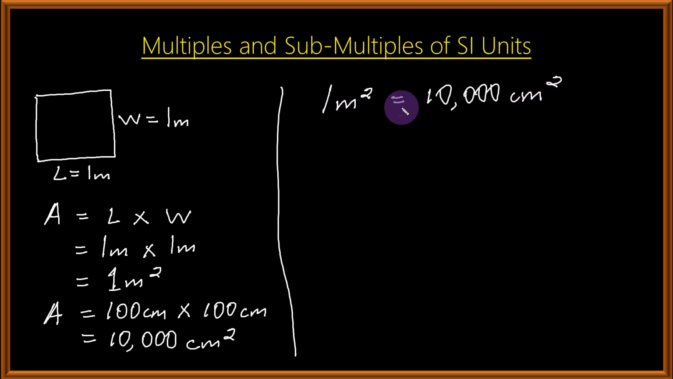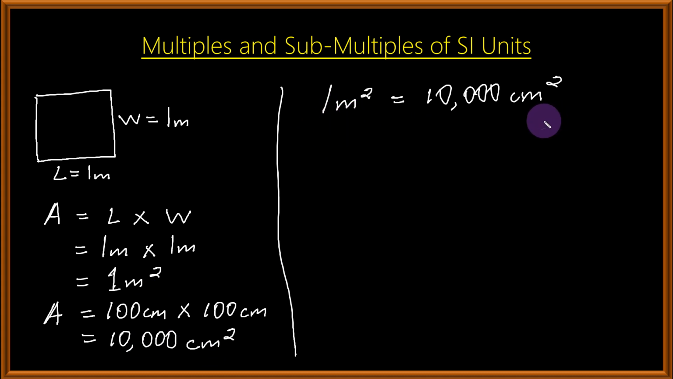Because we are basically talking about the area of the same object or the area of the same surface. This area is 1 square meter. The same area is 10,000 centimeters squared. Therefore, we come up with this conclusion here.